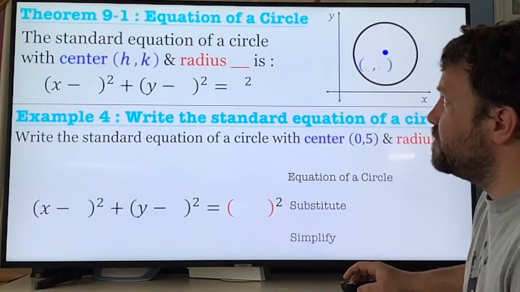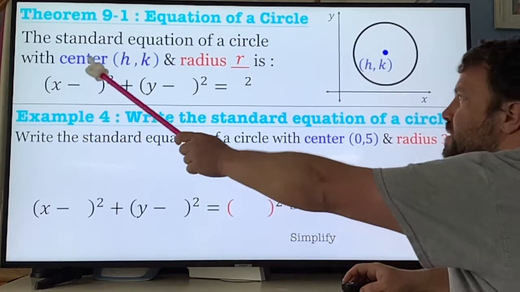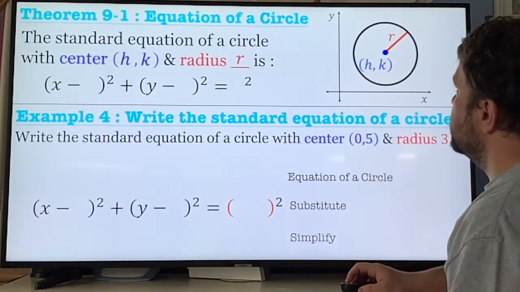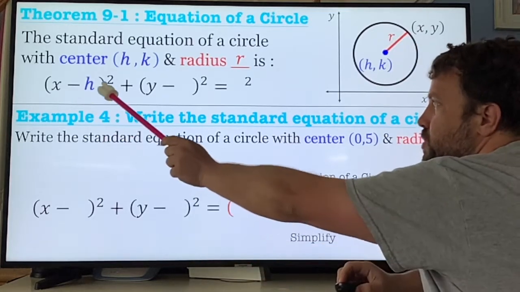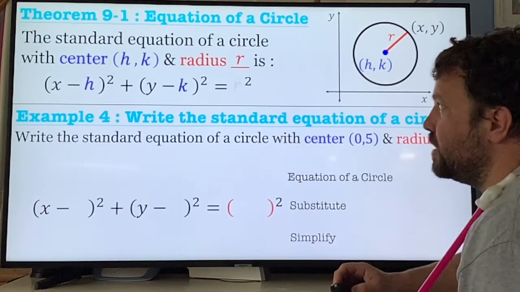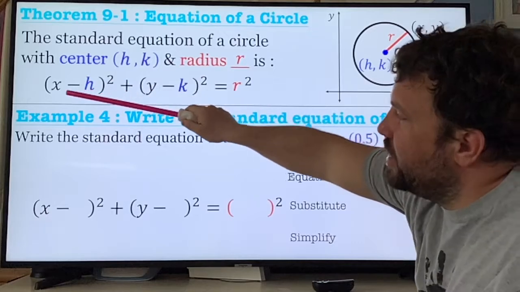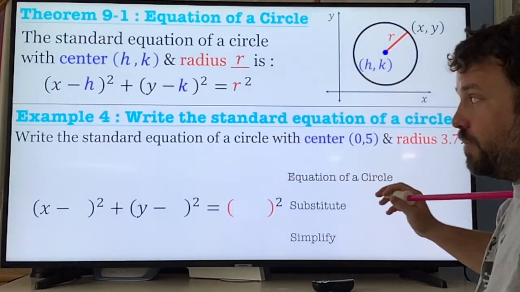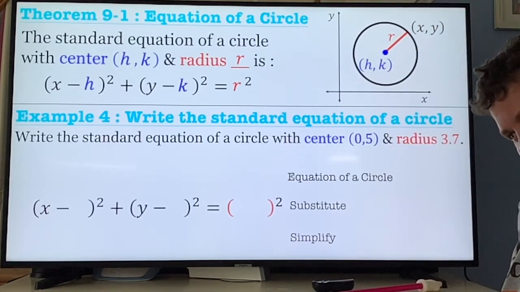Radius is still r, all right? So this is your equation. Because the h comes first, as related to your x, it's x minus h squared plus y minus k squared equals r squared. So you keep your r squared. The only difference is when you have a center, it's x minus the first point, y minus the y coordinate. And it's always minus. Make sure you use minus and not plus.